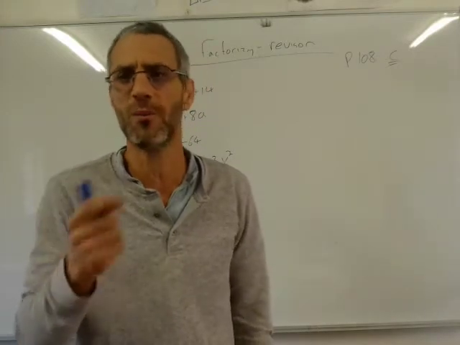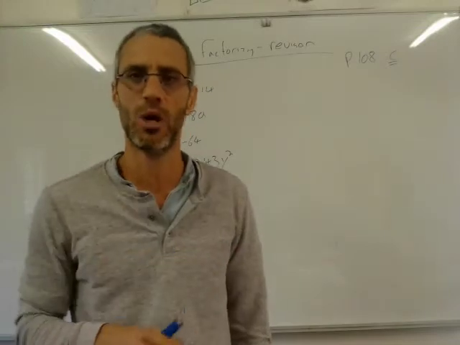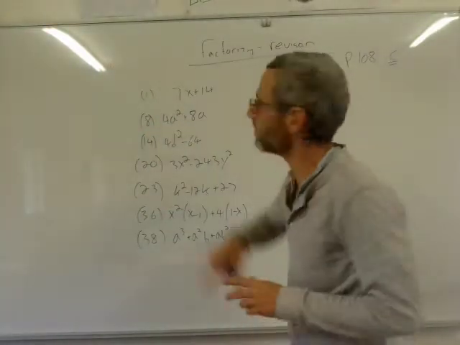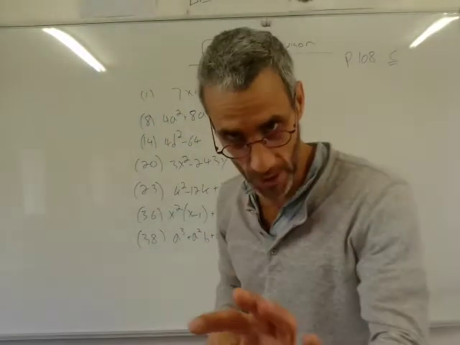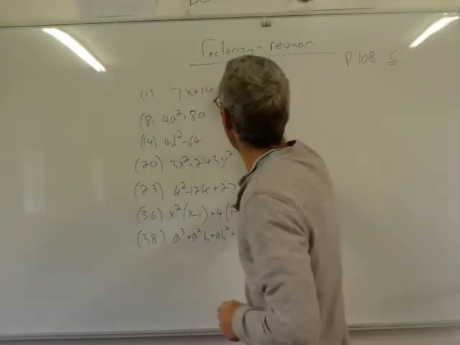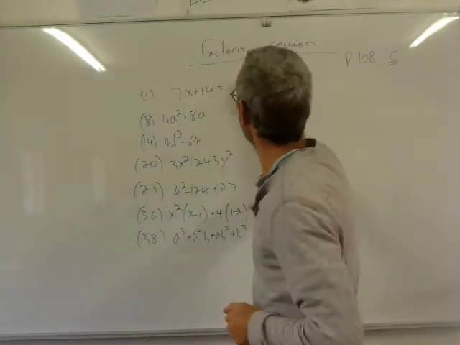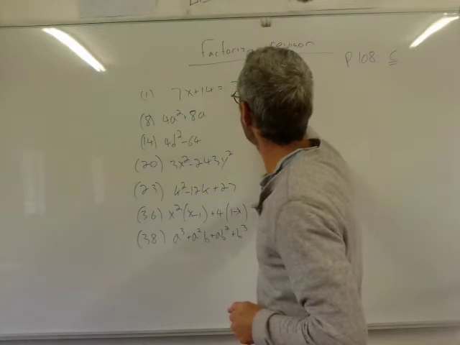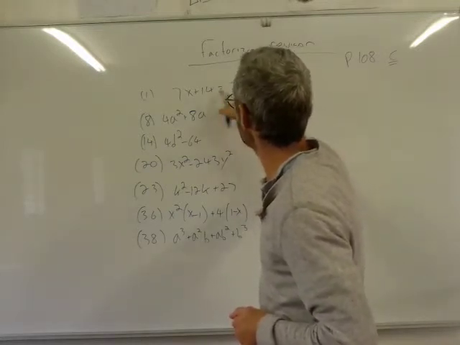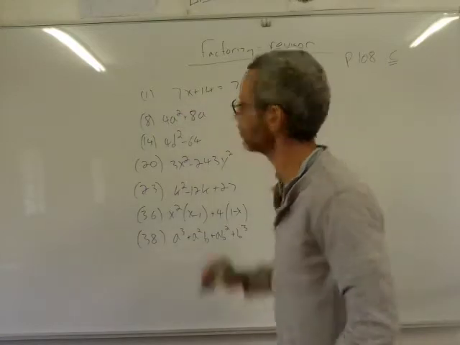Give it 1, 2, 3 minutes. If you're stuck, okay, fine, listen to what I've done. So 1, 7x plus 14. Have a go at it. That's a simple one. We're just taking the common factor, which is 7. So it will be 7 times x plus 2, because x times 7 is 7x, 2 times 7 is 14.